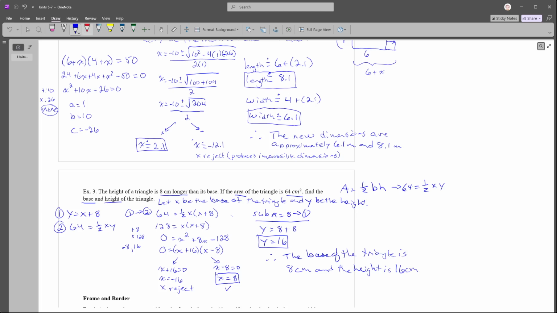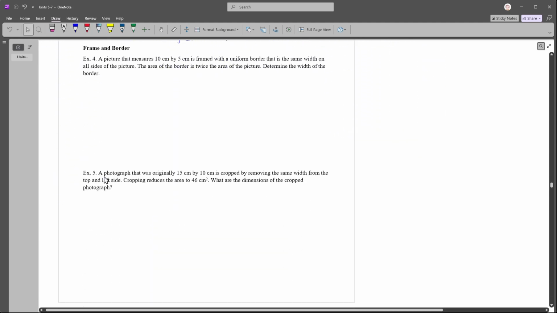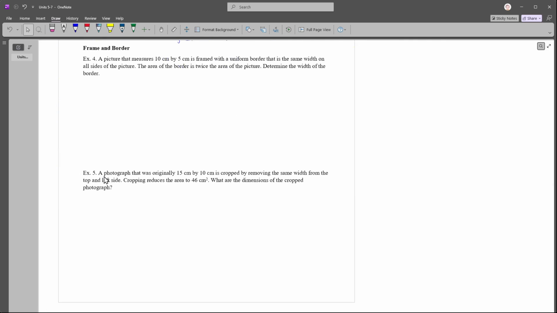Awesome. So that's the end of those perimeter and area problems. Let's branch out a little bit further. Let's get into something more interesting in my perspective, the frame and border problems. Now, you're going to see a lot of questions like this on tests, practice work, assignments, the exam, and things like that, and they're all going to be basically structured the same.